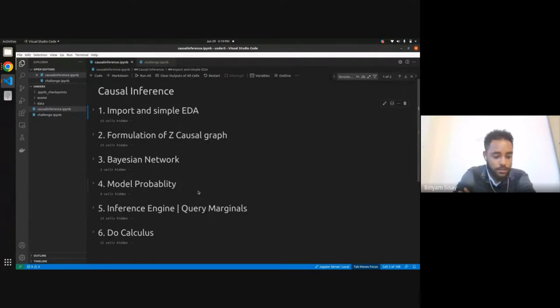Okay, so for this specific project, I used the CausalNex library, which was developed by McKinsey. It had around 6 parts; we can actually classify it into 5 parts. The first part being some basic, simple EDA, which in your project you can incorporate and extend by exploring multiple different kinds of EDA. The second thing is formulation of the causal graph, the generation of the structure that I've shown you earlier.